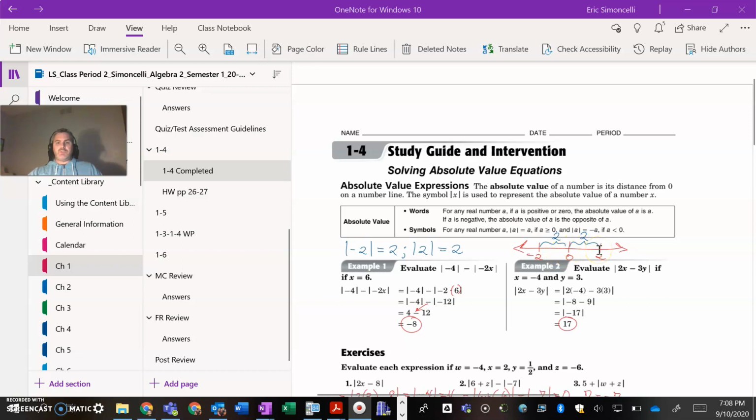So that's really what the absolute value entails in terms of the symbology, but also in terms of the number line. The absolute value in words for any real number a, if a is positive or 0, the absolute value of a is a. If it is negative, the absolute value of a is the opposite of a, as we just discussed here. As far as the symbols go, for any real number a, the absolute value of a is a if a is greater than or equal to 0, and the absolute value of a is equal to -a if a is less than 0.